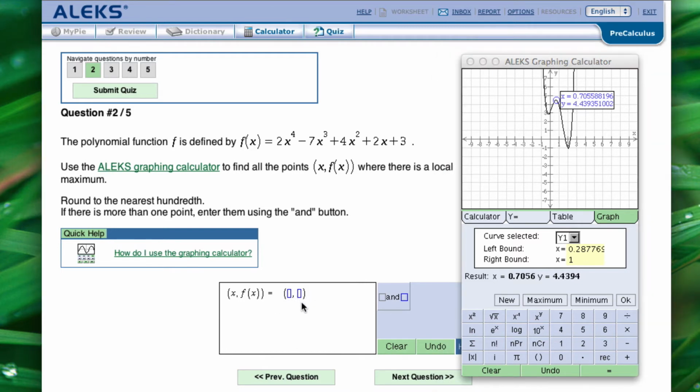So at the point 0.7, we round that to the nearest hundredth. So here's our hundredth digit, the 0. We look to the right of it, and that's a 5, so that 0 becomes a 1. Okay. And then for the y value, we can see that's 4.43, and the 3 is going to become a 4 because the digit to the right of it is a 9.